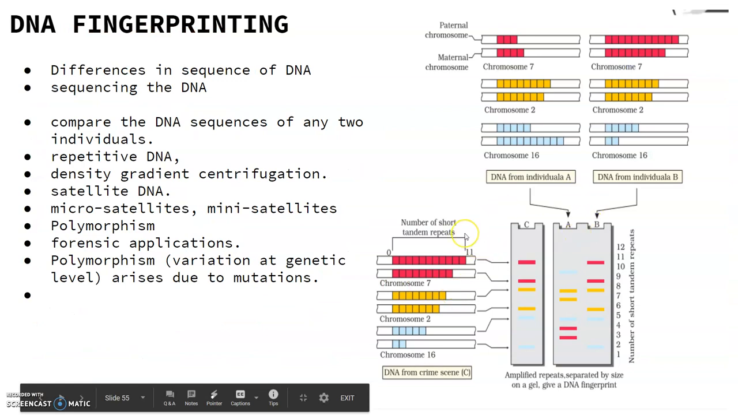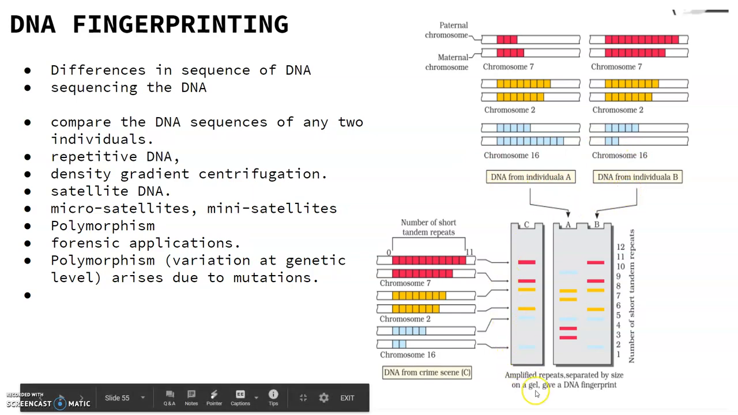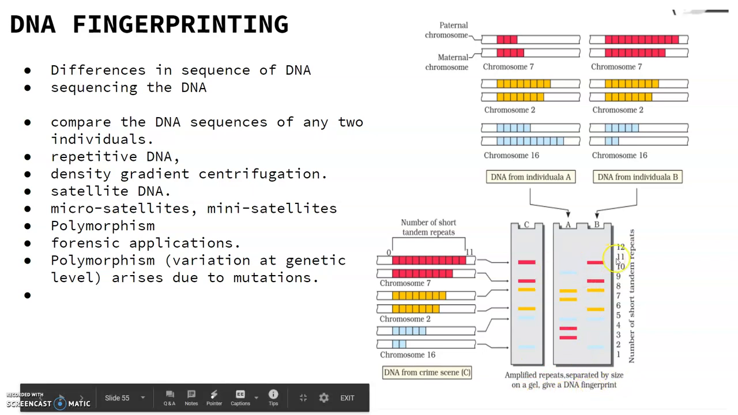Here you can see the maternal and the paternal chromosome. Chromosome number 7 is shown here, and this is chromosome number 2 and chromosome 16 of individual A and individual B. These are the amplified repeats which are separated by size on a gel, and that gives a DNA fingerprint. So this is how a DNA fingerprint is shown.